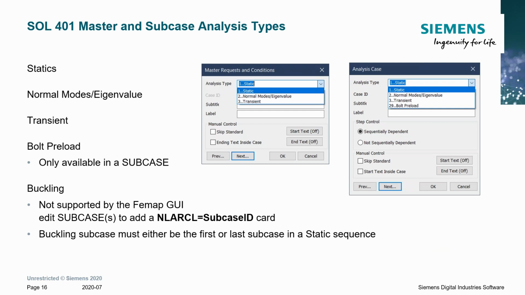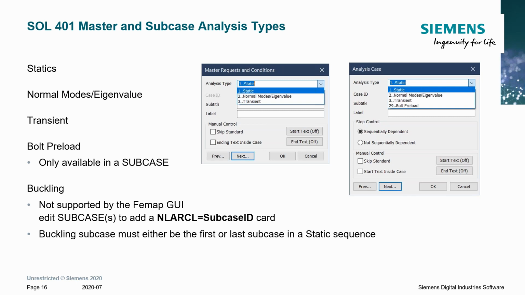Okay, the master and SUBCASE types again. There's statics, there's normal modes, and then there's transient. And again, the bolt preload is only available in a SUBCASE. And again, you notice when you see the analysis case, you have the option to do sequentially dependent or not sequentially dependent. So if say your master stops at time 2 and you're doing a sequentially dependent, you're actually starting your next SUBCASE at time equals 2.